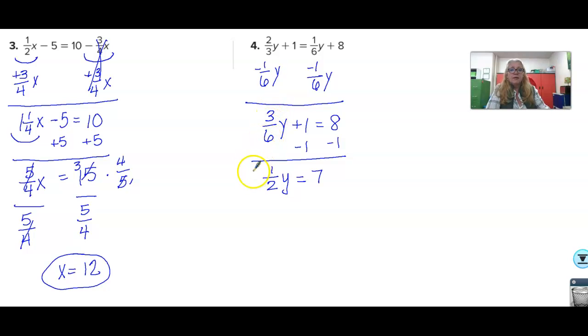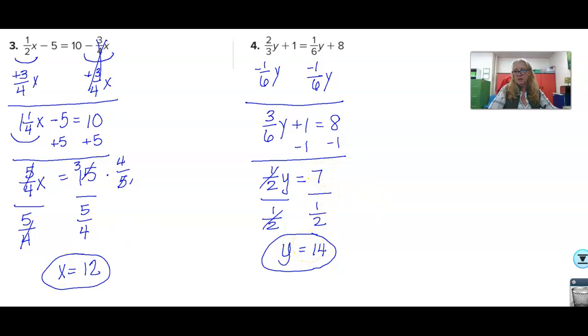Right? Now the next thing we do is we divide both sides by 1/2. But dividing by 1/2 is the same thing as multiplying by 2. So if I multiply 7 by 2, I will get 14. If you don't like doing fractions in your head, you could have put this in your calculator, 7 divided by 1/2, and it would have given you 14. Okay.